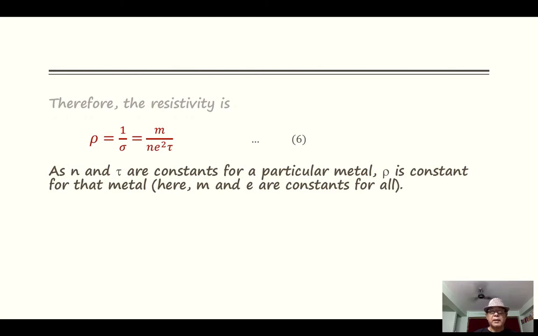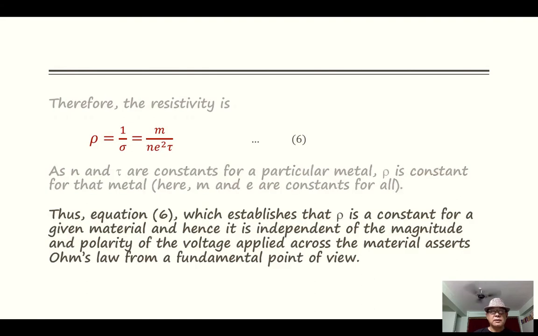Here, m and e are constants for all. Thus, equation 6, which establishes that rho is a constant for a given material, and hence it is independent of the magnitude and polarity of the voltage applied across the material, asserts Ohm's law from a fundamental point of view.